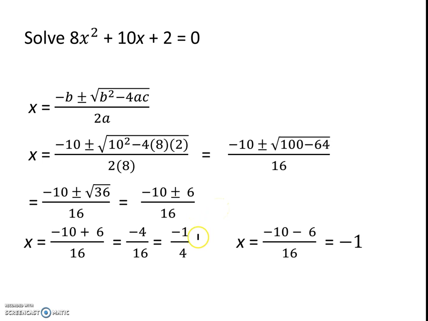Continuing to simplify, negative 10 plus 6, in other words, we're going the top route, is negative 4 divided by 16, which reduces to negative 1 over 4. If we go the bottom route, which is negative 10 minus 6, we get negative 16 over 16, which is negative 1.